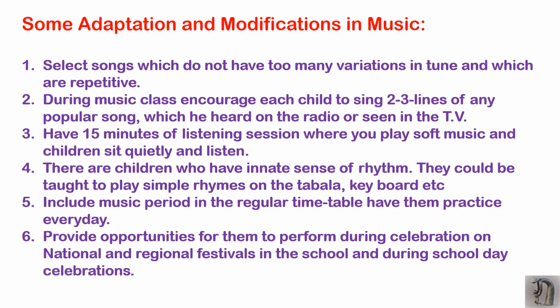So let us select something in music. Let us see a song which does not have too many variations in tune, and which is repetitive. You need to select a very small tune, like one or two sentences, so that children with intellectual disability can easily pronounce and easily sing. During the music class, encourage the child to sing 2 to 3 lines of a popular song. Have 15 minutes of listening sessions that will help the child understand the lyrics, as well as make him relax.